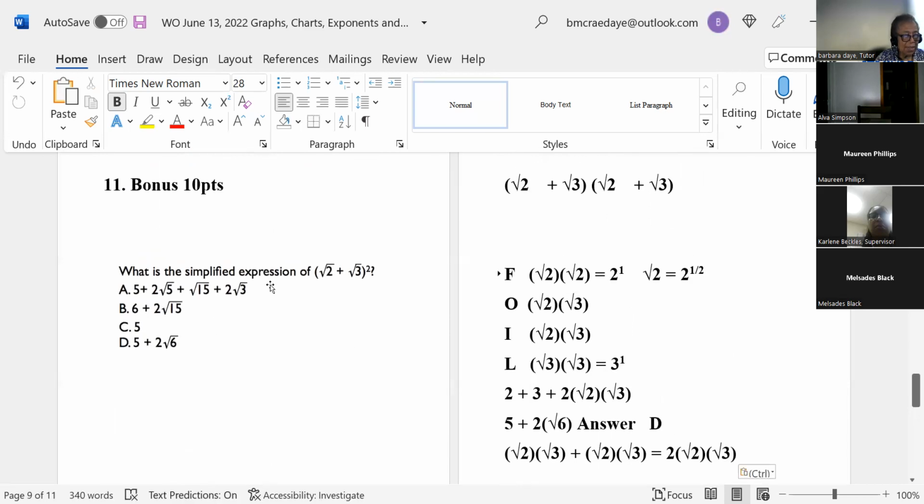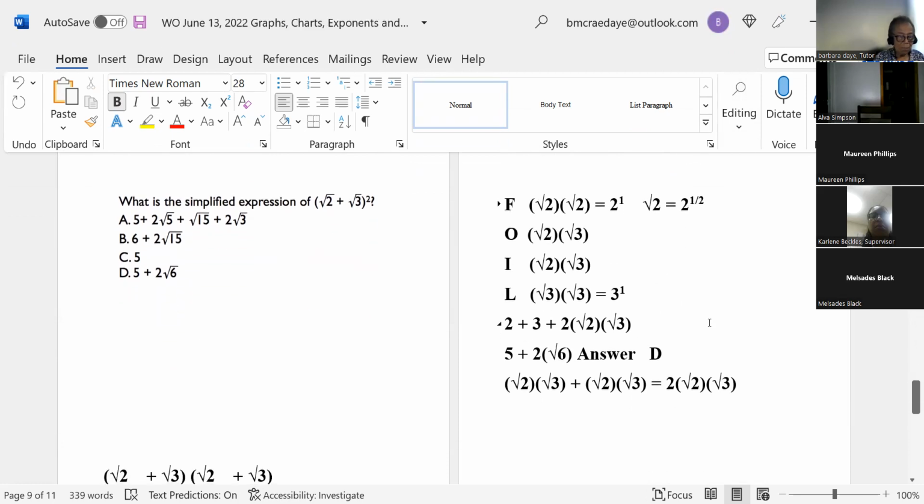Okay, let's go back. What is the simplified expression of square root of 2 plus square root of 3, squared? So I said square root of 2 plus square root of 3 times itself, that's the square. Multiplied by itself, that's what the square is, right? Just put it right next to each other. You got it, Mercedes? What I was making a mistake with, I didn't even notice that there was A, B, C, D. They gave you the choice of answers. So you just take your FOIL and work it out and you'll get the answer D. Okay, any questions?